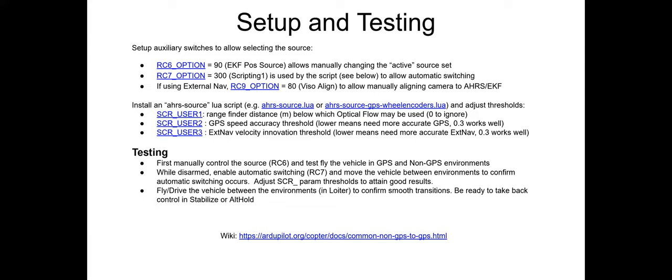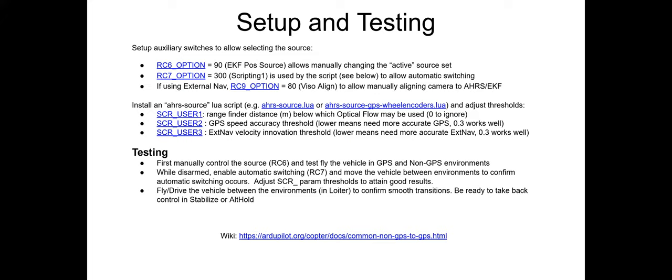And then the last parameter, SCR user three, this is for the external nav vertical velocity innovation threshold. So coincidentally, this number is also 0.3. What that means is that we're going to be using the external nav potentially if the sensor data agrees with the EKF estimates for vertical velocity within 0.3 meters per second. Yeah. So those are the three criteria that we use to do the switching.